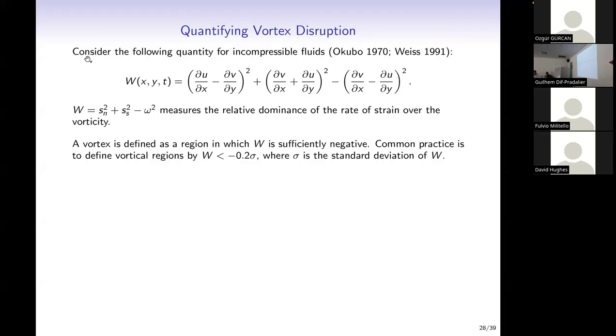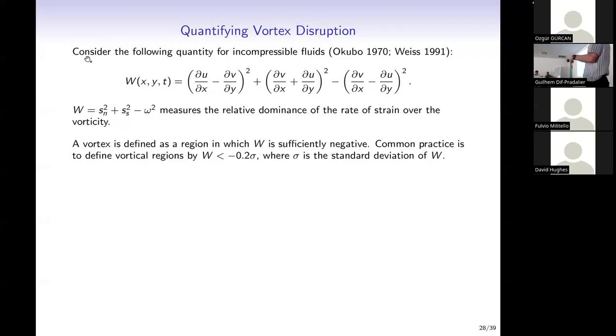This is what is often used, particularly in geophysical contexts. This quantity here, the so-called Okubo-Weiss parameter. It's used in oceanographic flows. Is a flow strain dominated or vorticity dominated? So this W is normal strain squared plus shear strain squared minus omega, now back to vorticity, sorry for the notation, minus the vorticity squared.